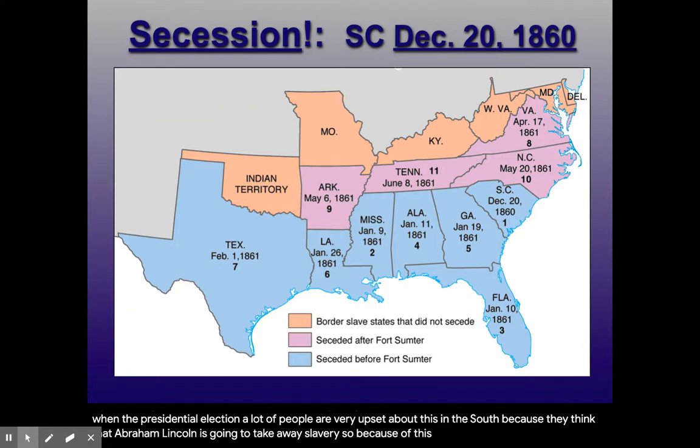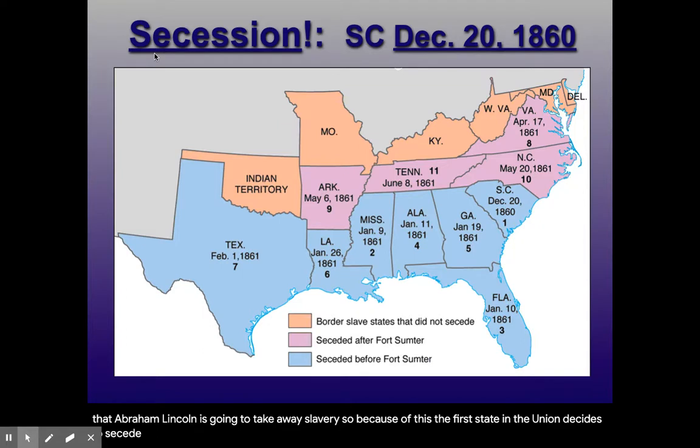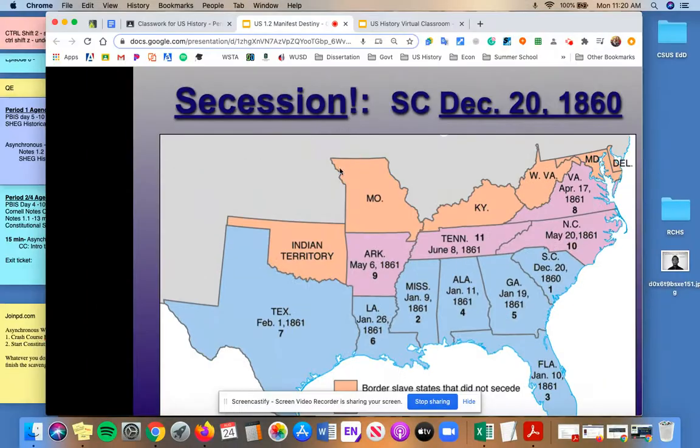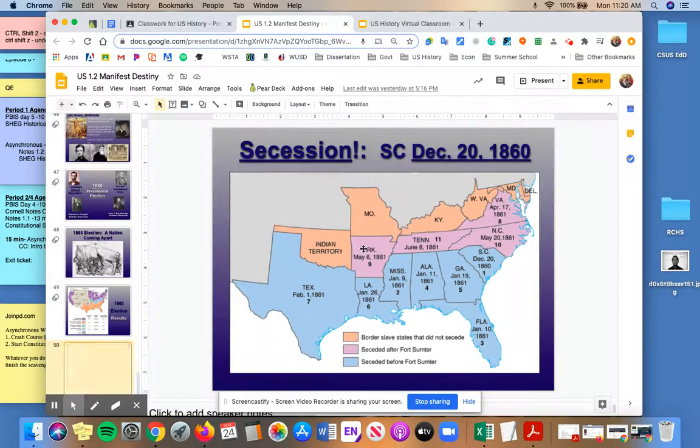So because of this, the first state in the Union decides to secede. That means they are going to leave the United States. South Carolina, on December 20th, 1860, decides they are no longer going to be a part of the United States. They would be the first of many to follow, and that is going to lead us to the Civil War, which we will talk about tomorrow.